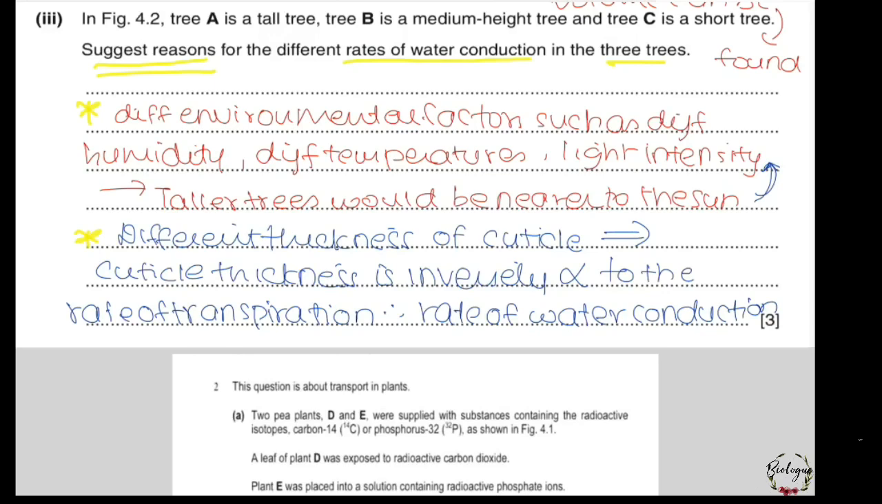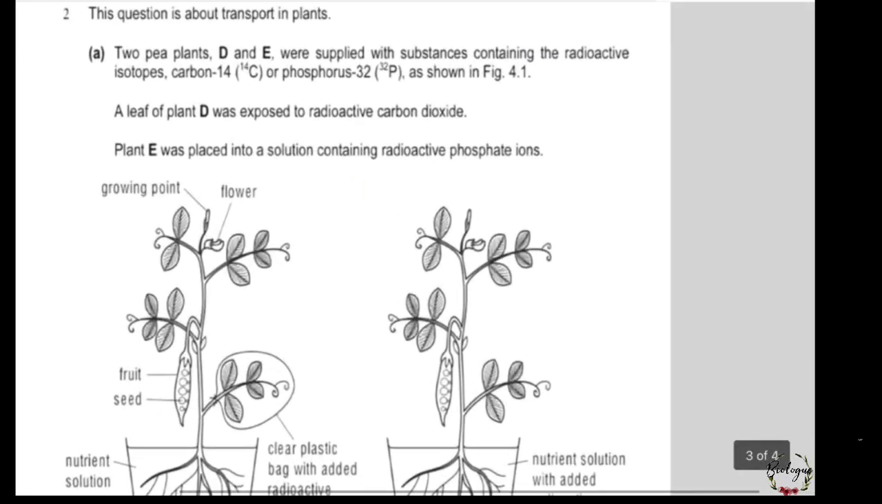Now this is 3 marks. Always look at the marks before you start your question. So this is 3 marks, which means that you would only possibly need 3 points. So here are the 3 points. Alright, first point, second point, and third point. Right, now moving on to the next question.